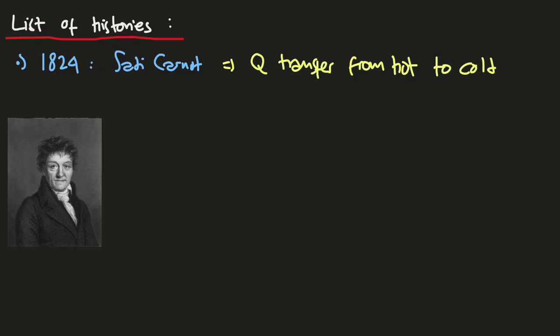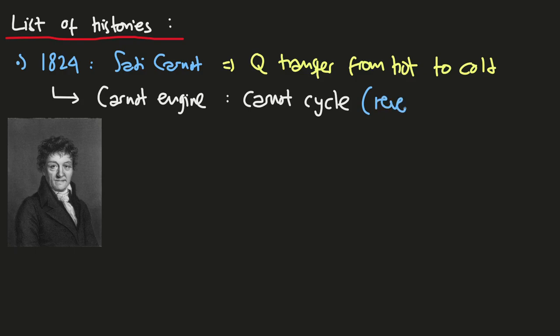By this result, we know about the Carnot engine, which is an ideal engine that has a unique cycle, the Carnot cycle, which is a fully reversible engine, specifically a heat engine.